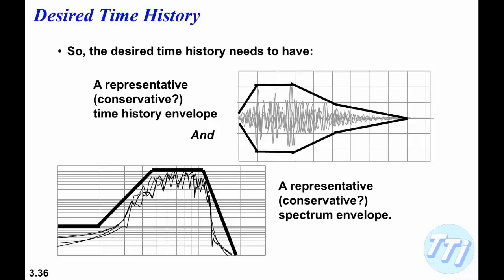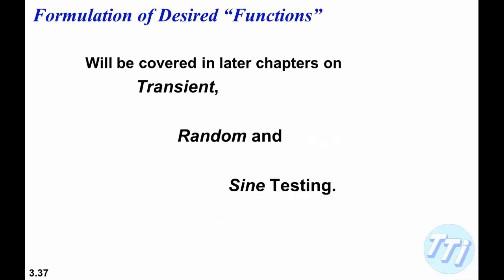And of course, what I've shown you here is a transient. We also have to make up excitation functions for random and sine and other excitation functions that we might want to use, and we will talk about those in future chapters, the transient, random, and sine testing chapters that are yet to come.